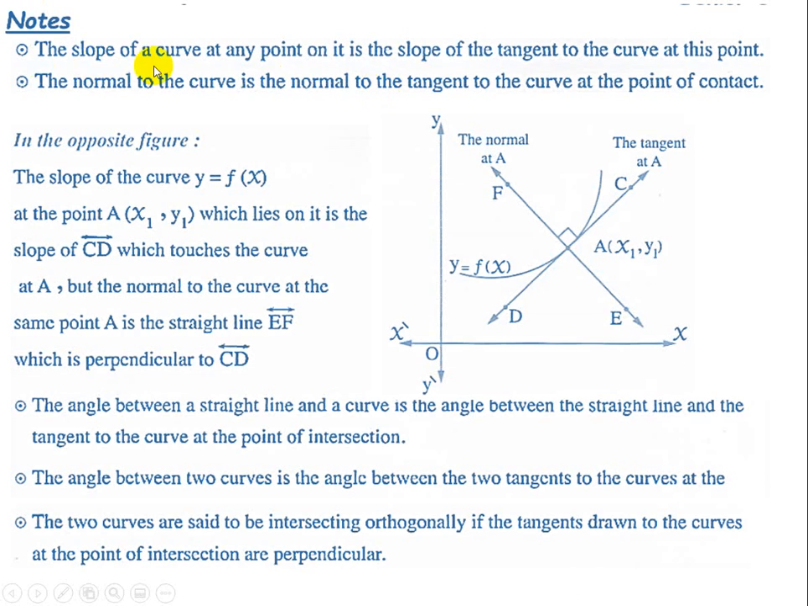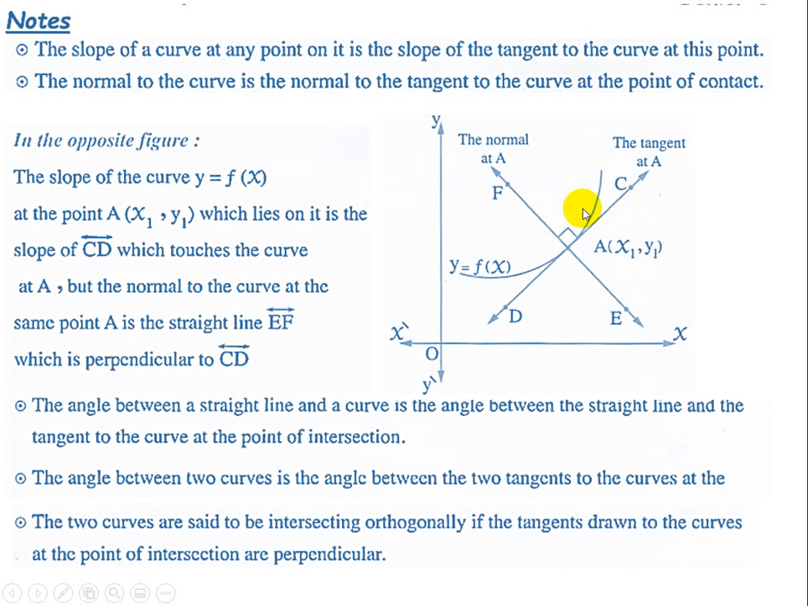Note: the slope of a curve at any point on it is the slope of the tangent to the curve at this point. The normal to the curve is the line perpendicular to the tangent at the point of contact, which means the point of tangency.